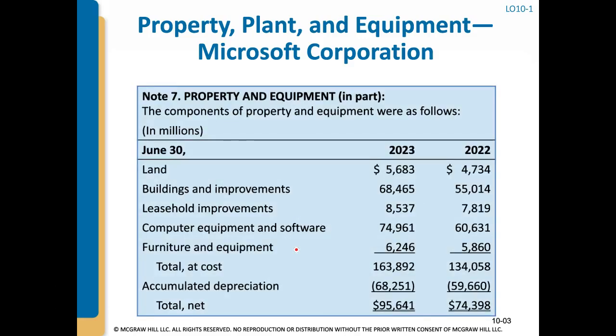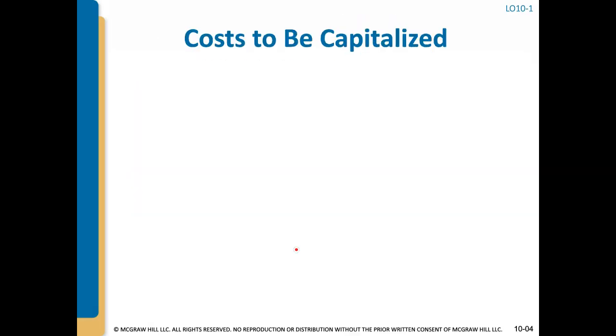Here's an example of Microsoft's financial notes disclosure for property, plant, and equipment. And you can see how they list out each main category of property, plant, and equipment. And this is their cost. And then they have one number for the cumulative depreciation on the entire amount to give you the net equipment. This is how it is presented in the notes to the financials for most companies.